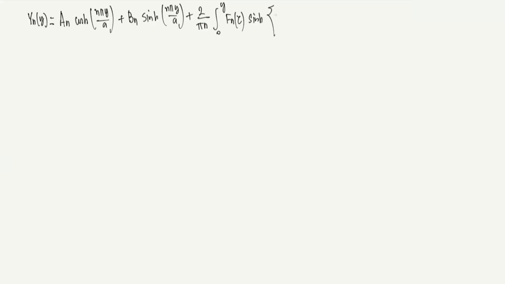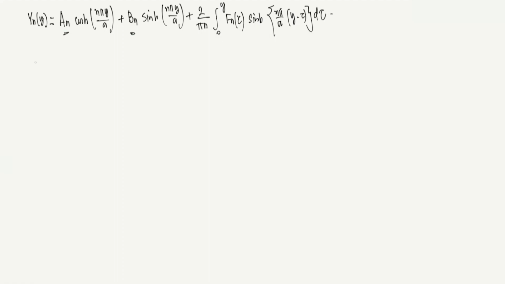We get y_n(y) is nothing but a_n cosh(n pi y / a) plus b_n sinh(n pi y / a), plus 2 by (n pi) integral from 0 to y of f_n(tau) sinh(n pi (y - tau) / a) d tau. Clear? And how do you find what a_ns and b_ns are?